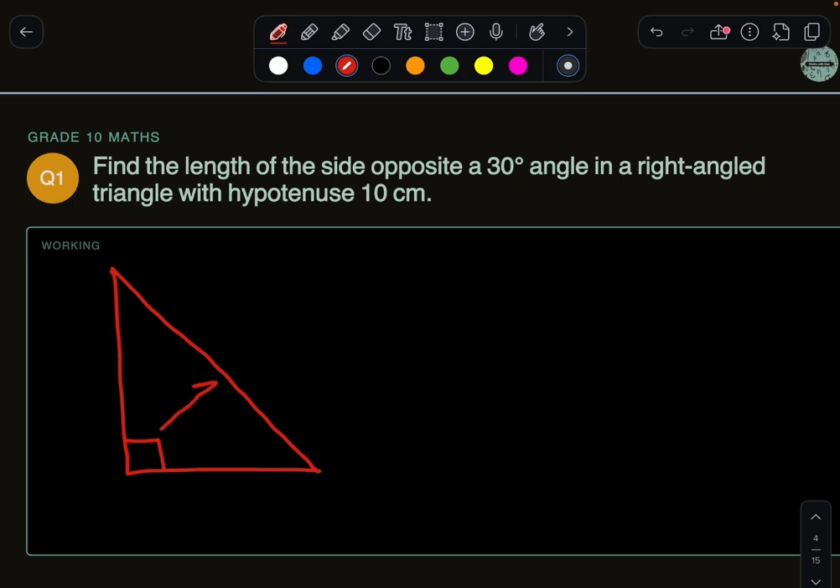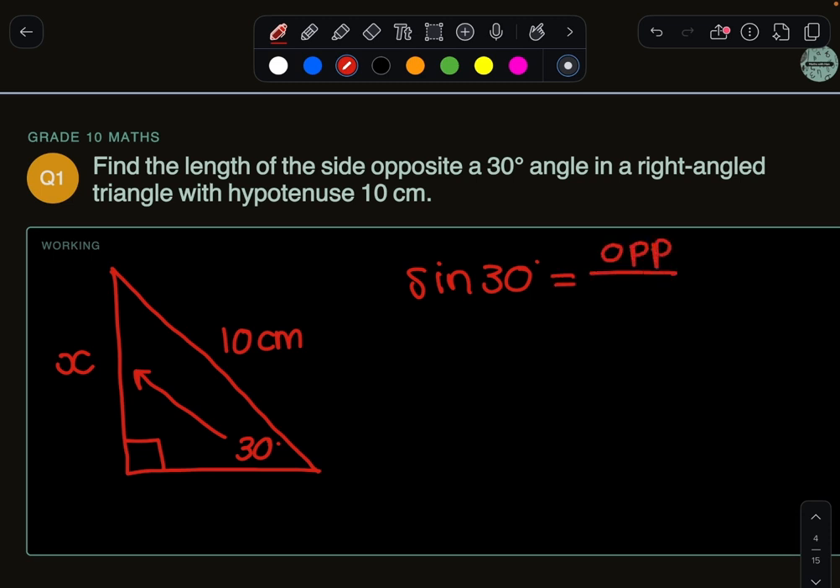So the hypotenuse is always opposite the right angle. So this is 10 centimeters. And they say we have a 30-degree angle. So it doesn't really matter where we put it. I'm just going to put it in here. They say find the length of the side opposite this angle. So we're looking at what is the length of this. And to solve this, we use our trig function, our trig ratios. So I'm going to use sine. So sine of that 30-degree angle, sine is always the opposite side divided by the hypotenuse.